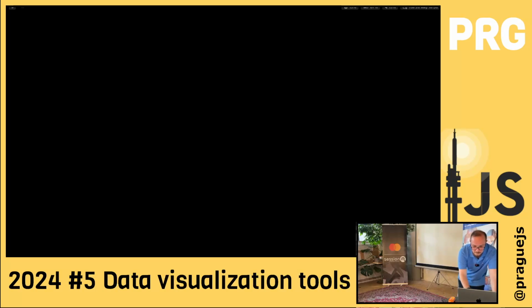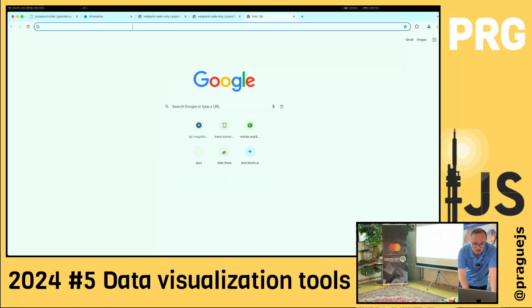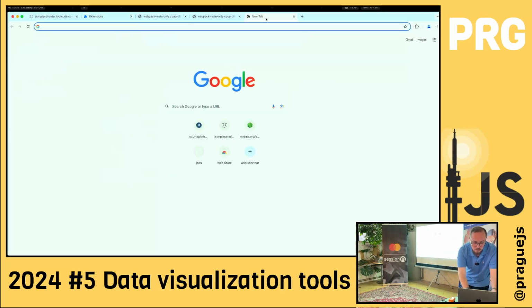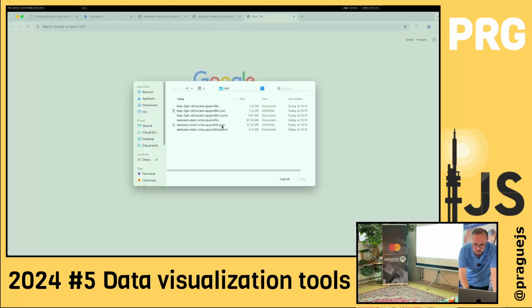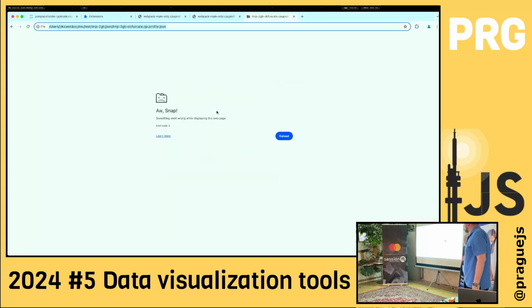Okay, let's try to run this. We don't see anything. Yeah, here we go. So this is the JSONViewer extension. 1.9 gigs. That's pretty fast. At least it's fast, right? But it's basically not working.